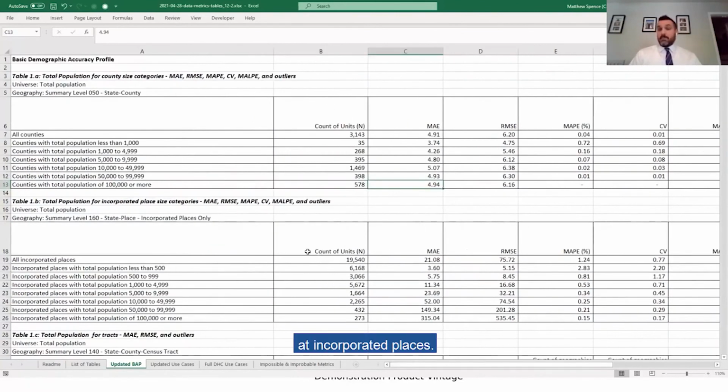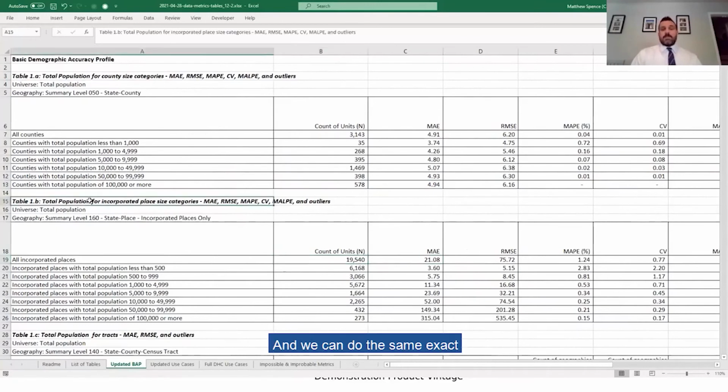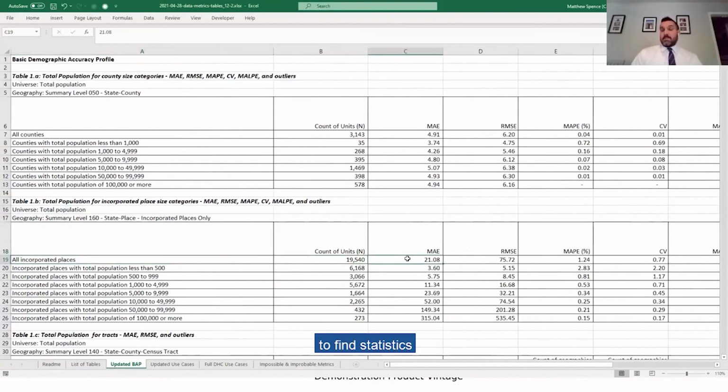Now let's look at incorporated places. Incorporated places are what many of us think of when we think of our hometown. These are cities and towns, political and legal entities across the U.S. In total, there were 19,540 in 2010.